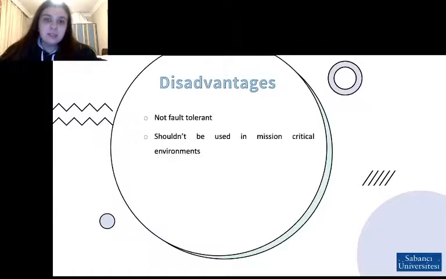Disadvantages of RAID 0. It's not fault tolerant because striping distributes the contents of each file among all drives in the set. The failure of any drive causes the entire RAID 0 volume and all files to be lost. It should not be used for mission-critical systems.